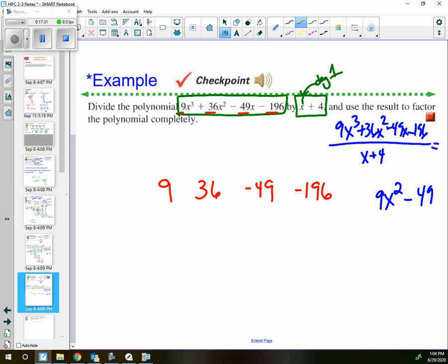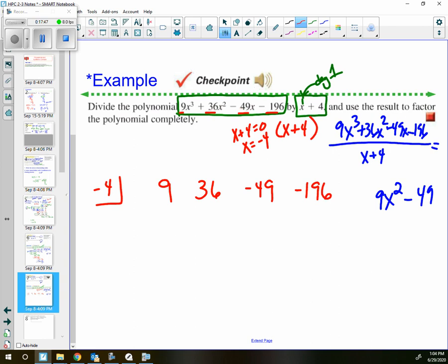And now let's be careful on the divisor. If your factor is x plus 4, think about setting that equal to 0 and solving it. What is your actual x value then? It's a negative 4. So what we're actually dividing by here is a negative 4. So let's be careful on our k value.